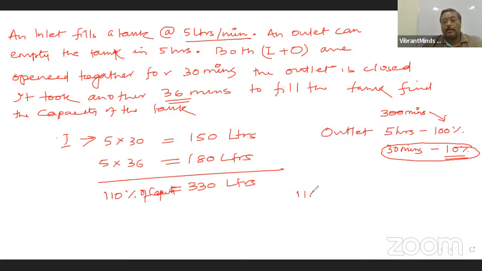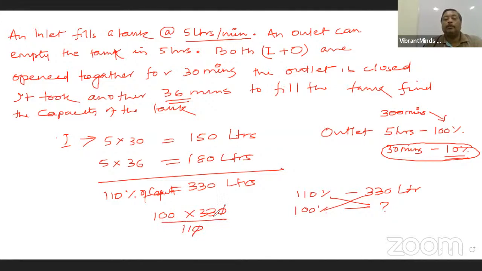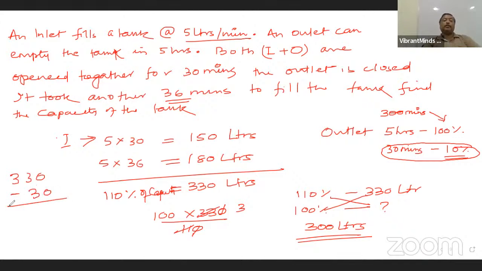So if 110% is equal to 330 liters, then 100% is equal to what? Cross multiply, and that is 100 into 330 divided by 110. The 0 cancelled and we have 3. That is 300 liters, the capacity. So what has happened? The inlet has filled 330 liters and the outlet has emptied 30 liters. So the capacity remains at 300 liters. Did you get my point? Is it clear, people? Okay.